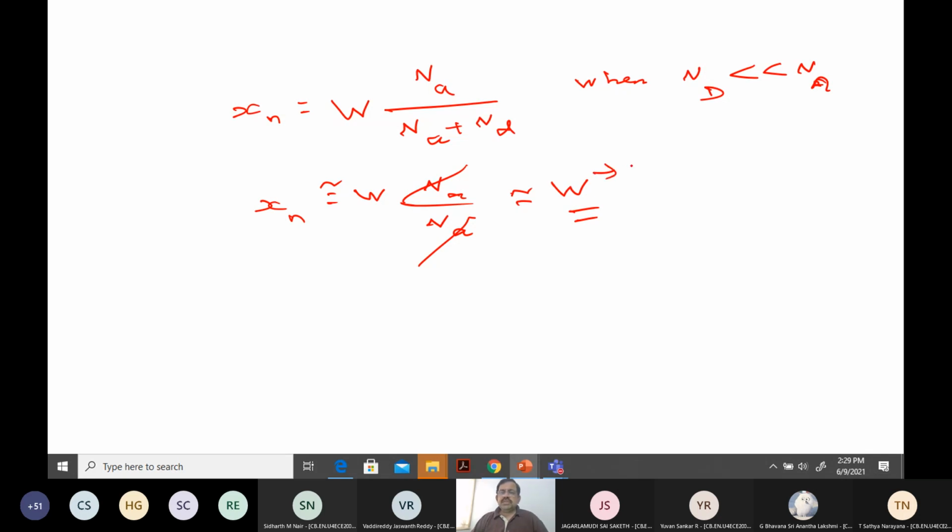That is the concept. Depletion extends mainly to the lightly doped region.